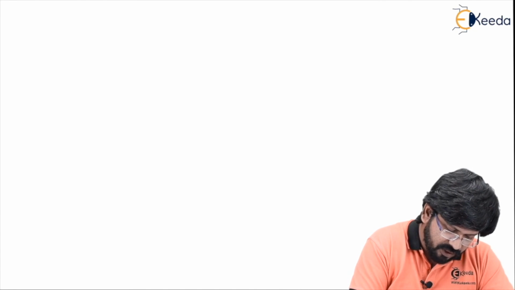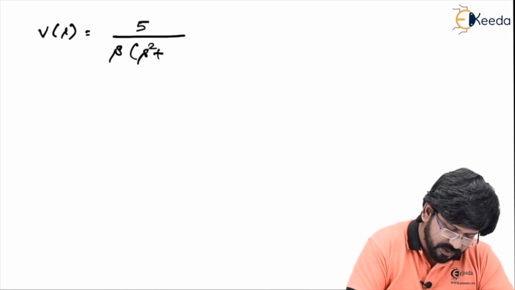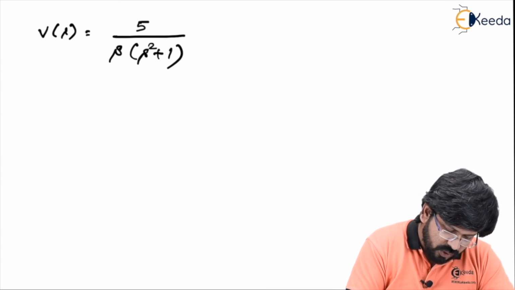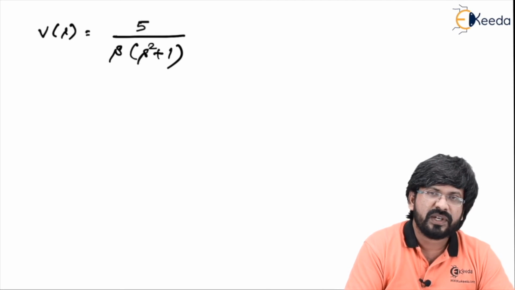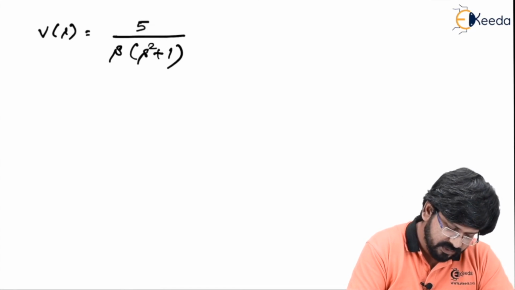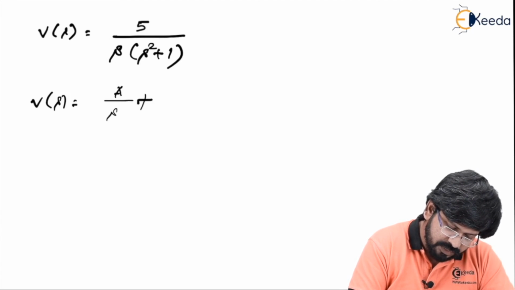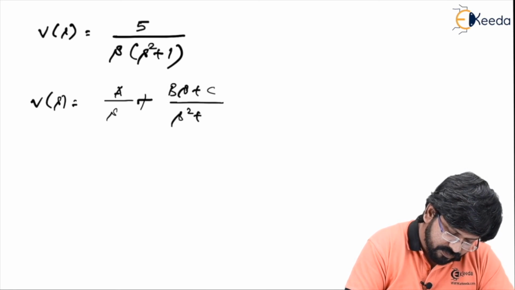So now we have V(s) as 5 upon s into (s square plus 1). To get V(t), first of all, V(s) should be simplified, and simplification is done by partial fraction. So I can represent V(s) as A upon s plus (Bs plus C) upon (s square plus 1).